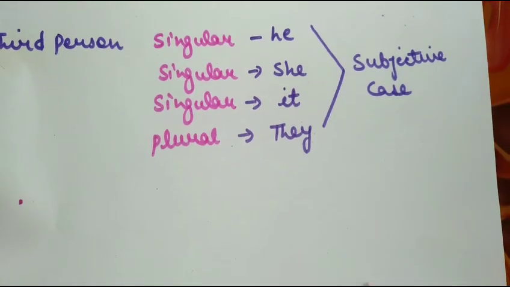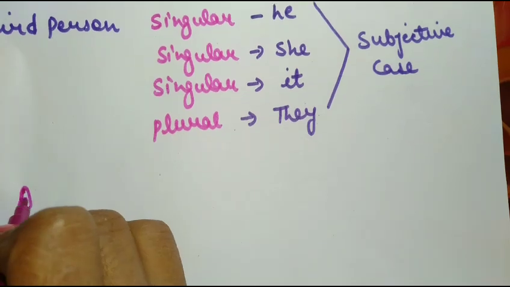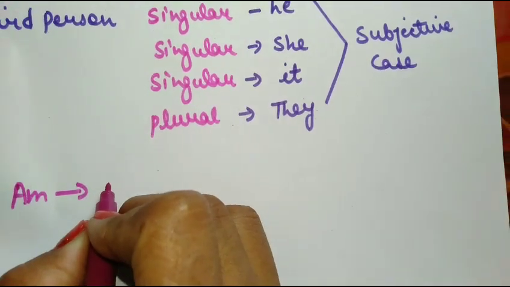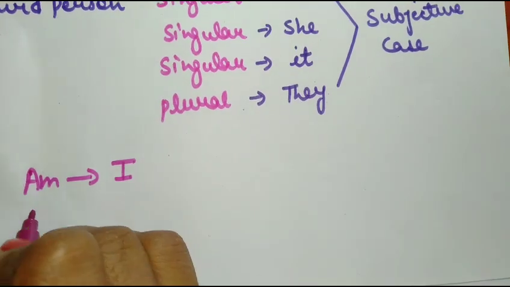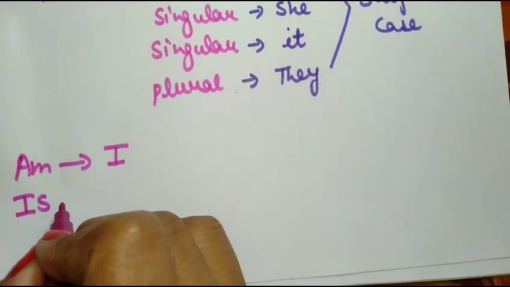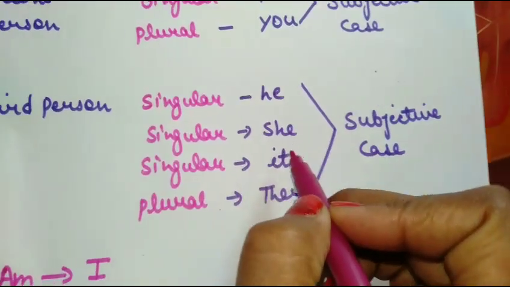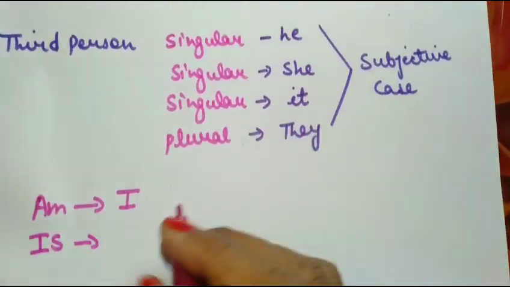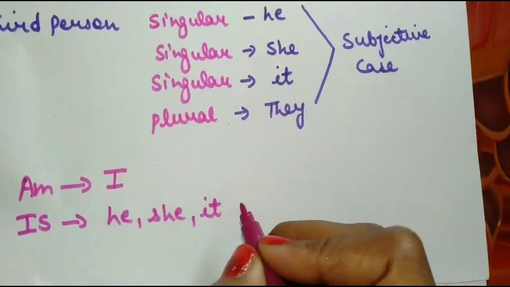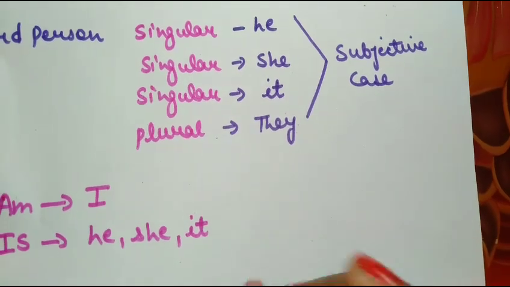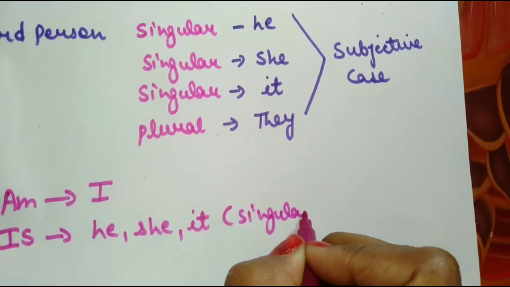Now I am going to tell you how we are going to use is, am, are. Am is used with only I. Okay, am is used only with I. Is is used with third person singular, that is he, she, it. So I am going to write here he, she, it. And also with singular nouns.